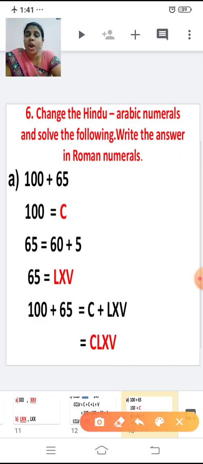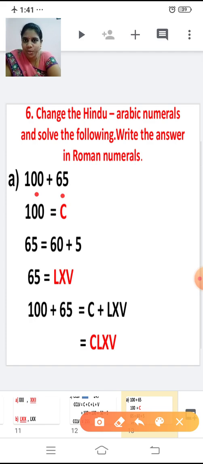Change the Indo-Arabic numerals and solve the following. Write the answer in Roman numerals. See, the question has been given in Indo-Arabic number that we are going to change into Roman numerals and write the answer in Roman numerals. Question is 100 plus 65. If we add, what will be the answer? 165. We know this, right?